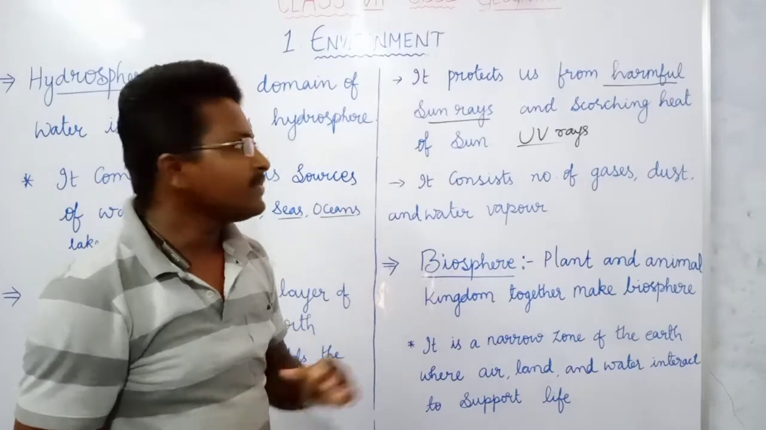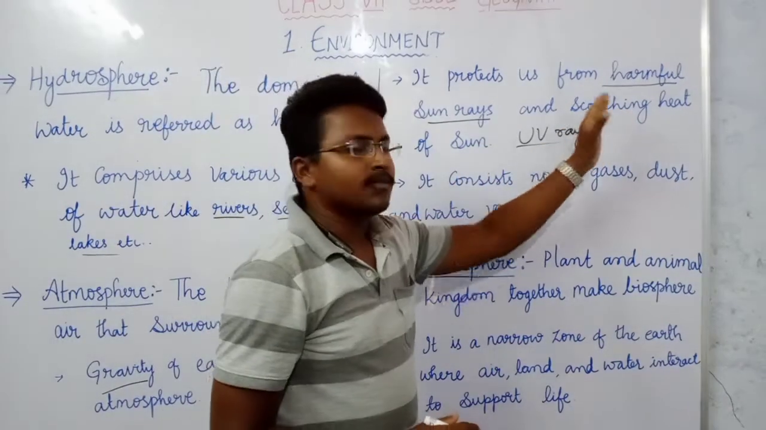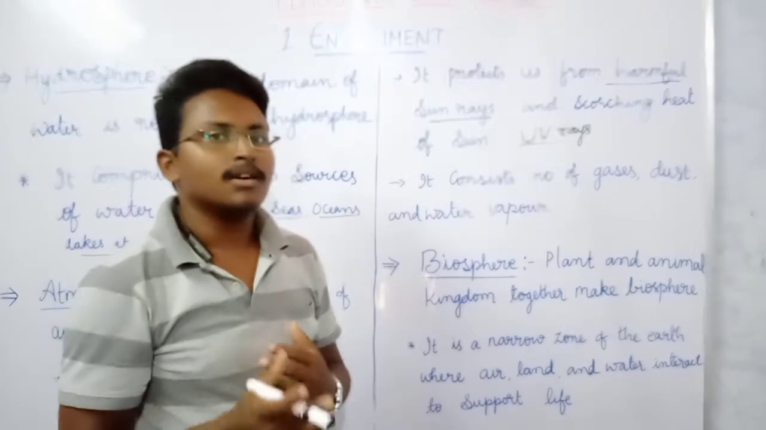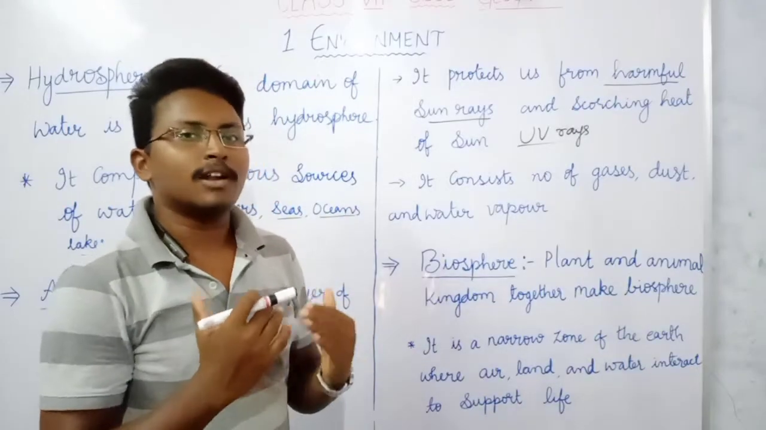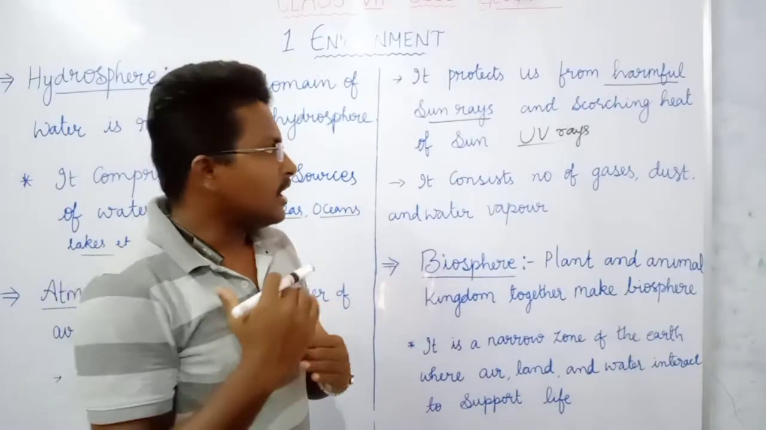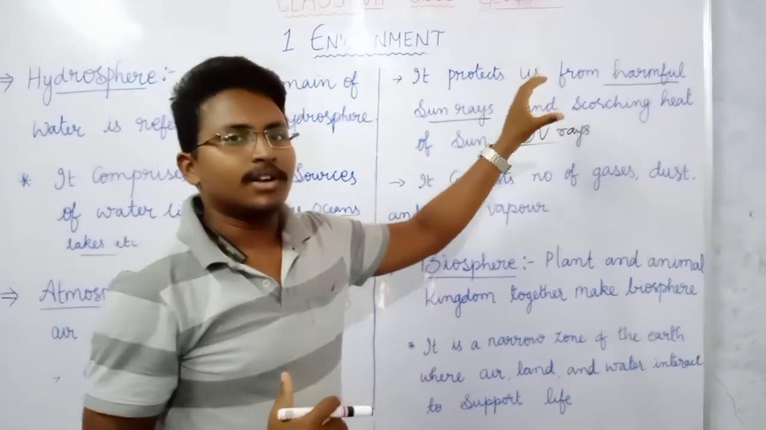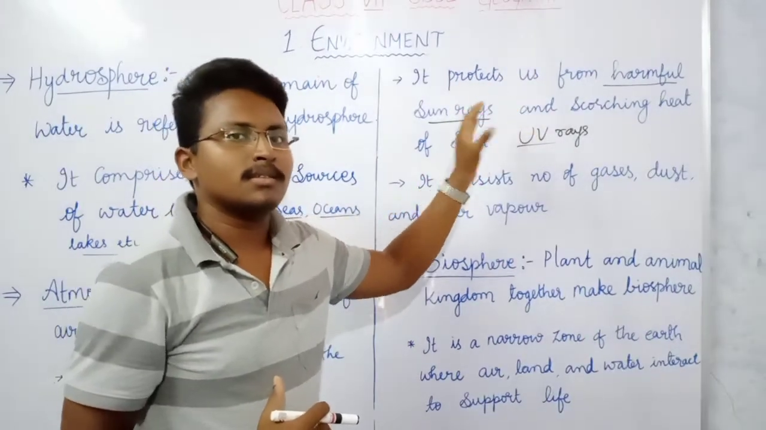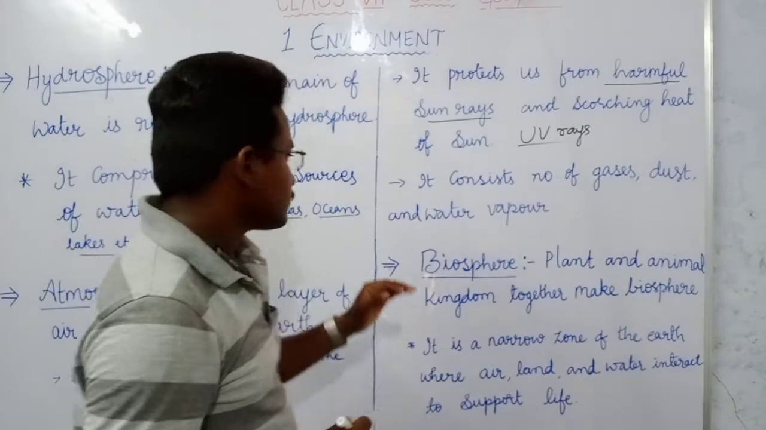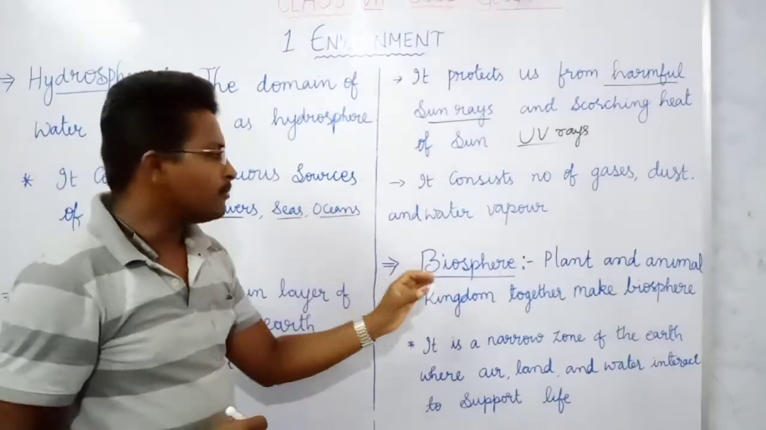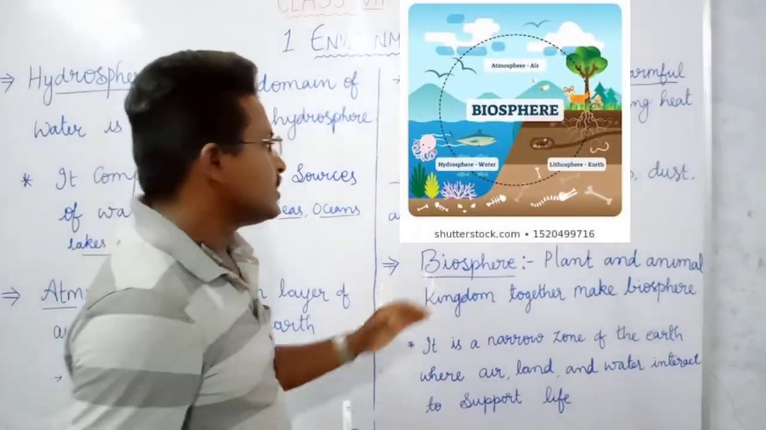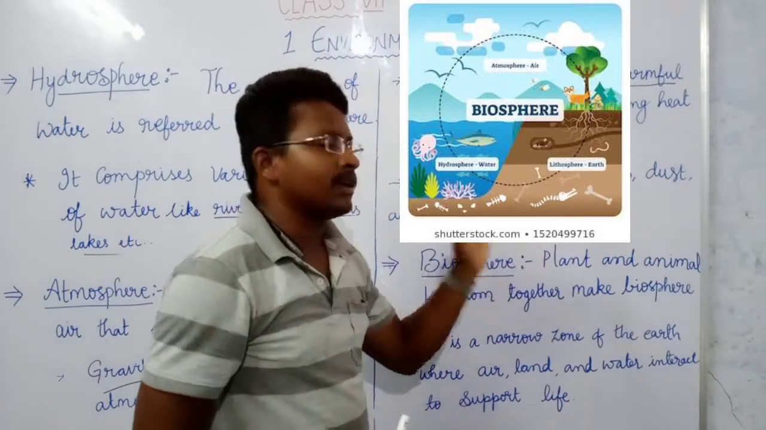At the same time, these sun rays are sometimes very hot, but we are receiving somewhat lesser heat, also because of these different gases that are present in the atmosphere. Then the next one is about the biosphere. Biosphere means the plant and animal kingdom together make the biosphere.